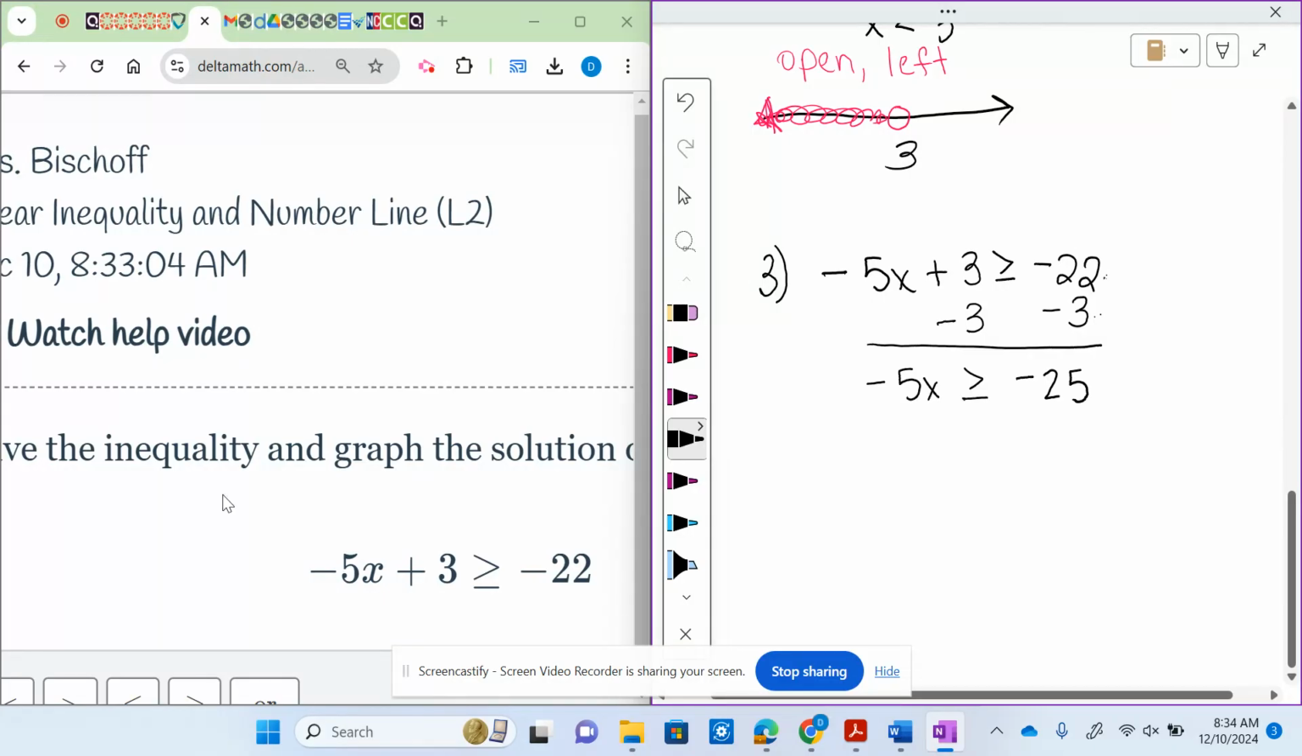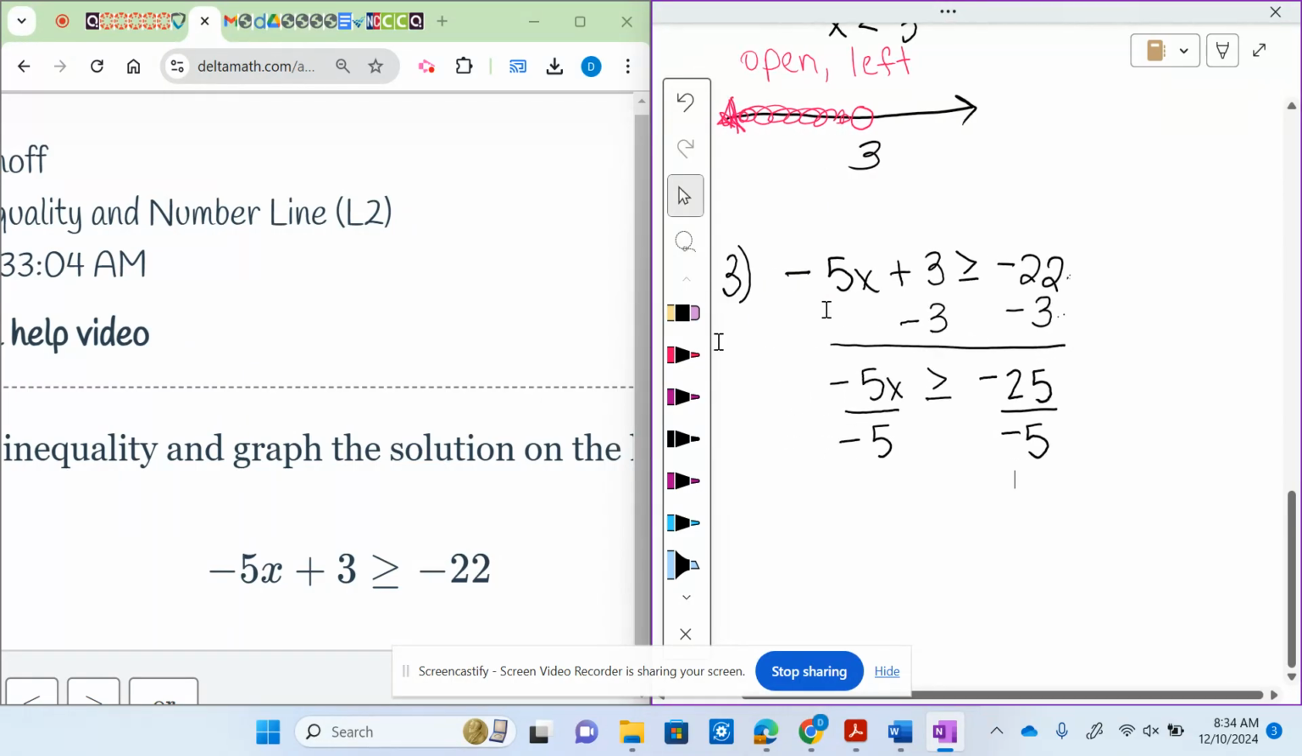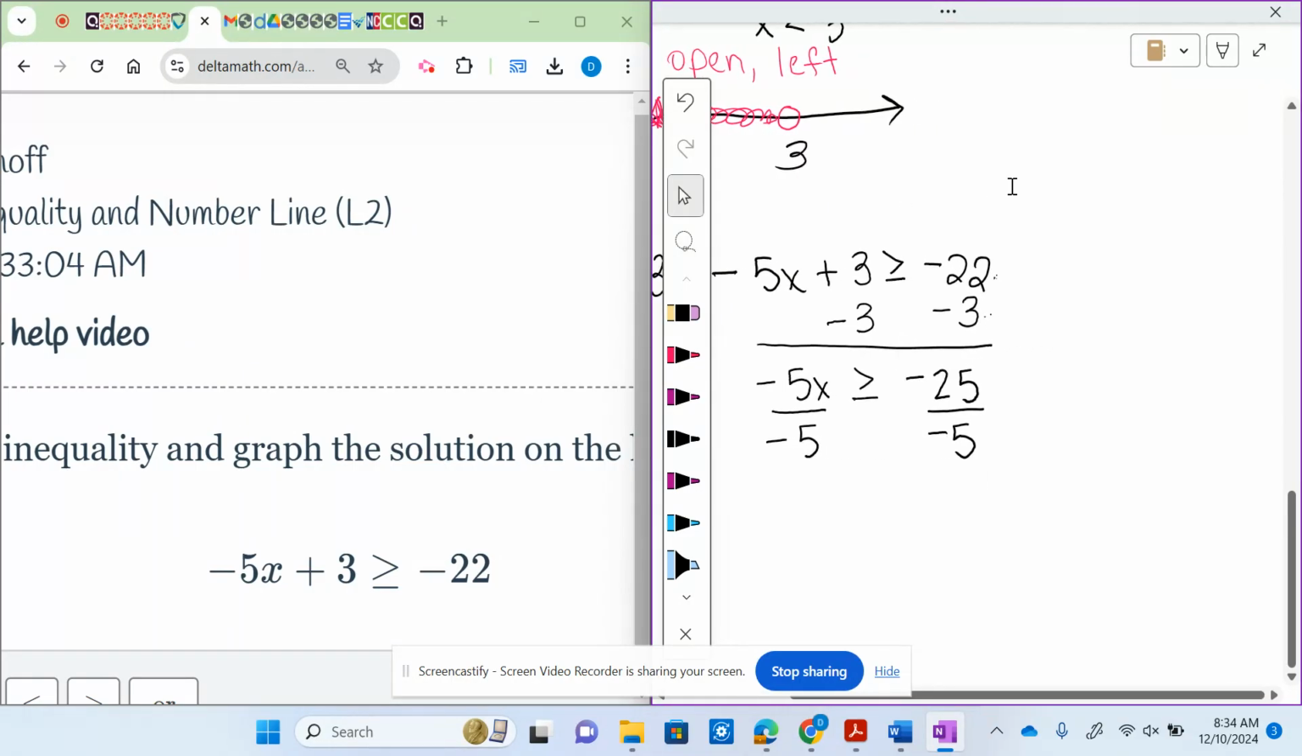Next step, Daniel, what would you do? Divide both sides by negative 5. Does someone remember the other special rule? We always want the variable term on the left. That's the first rule. What's the other rule? What happens when you divide by a negative? You flip the sign. Good job, Daniel.